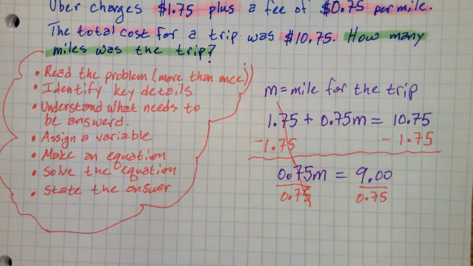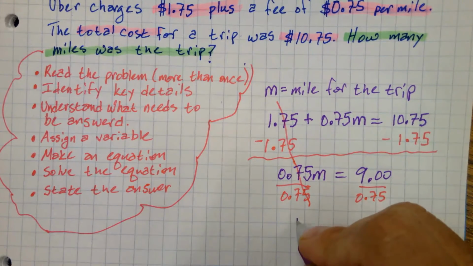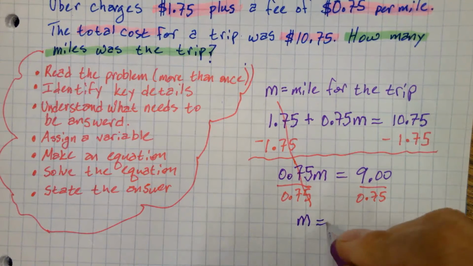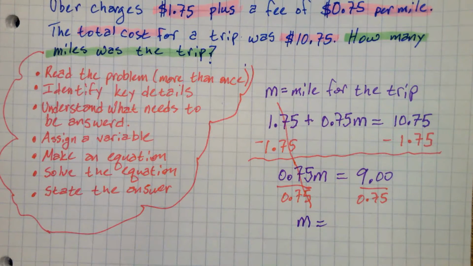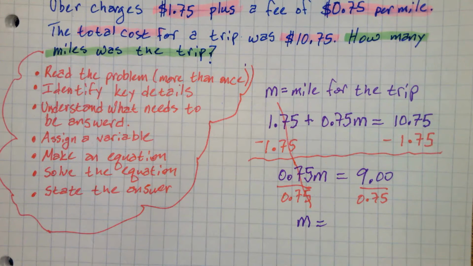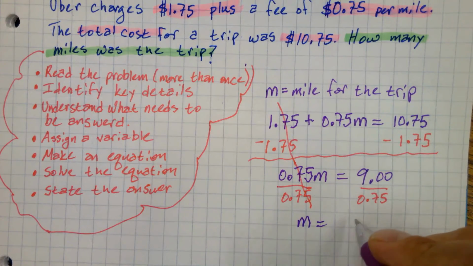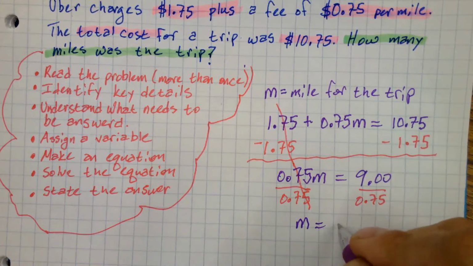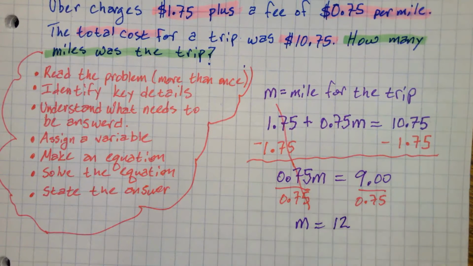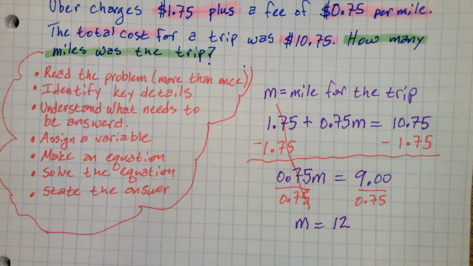So at this point, if you want to, you can get a calculator, or you could think in terms of money. How many 75 cents are in 9? 12. It'll be 9 divided by 3/4. So the answer is 12. M equals 12. Now the question is, what does that 12 represent?